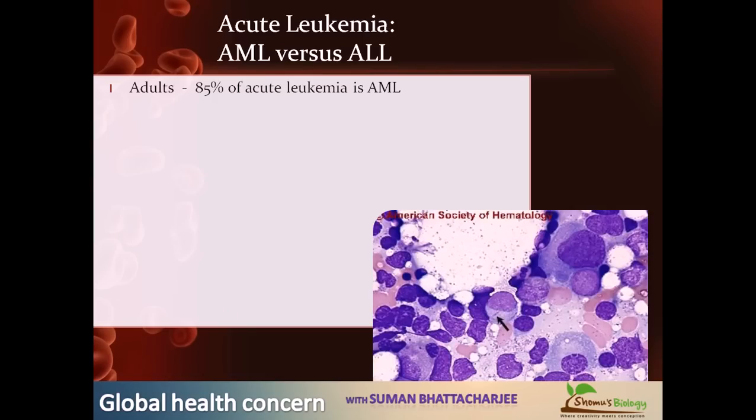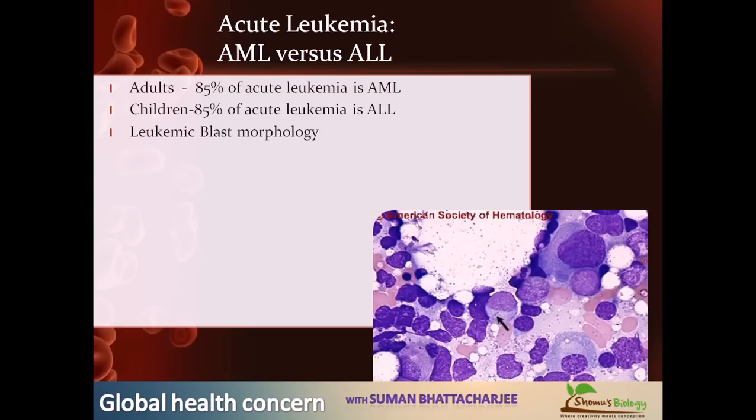It is actually very common in adults, like 85% of acute leukemia in adults is of the AML type, or acute myeloblastic leukemia type, right? So acute myeloblastic leukemia is more common in adults than in children, but on the other hand, acute lymphoblastic leukemia is more common in children than adults. So these are the major differences between AML and ALL.